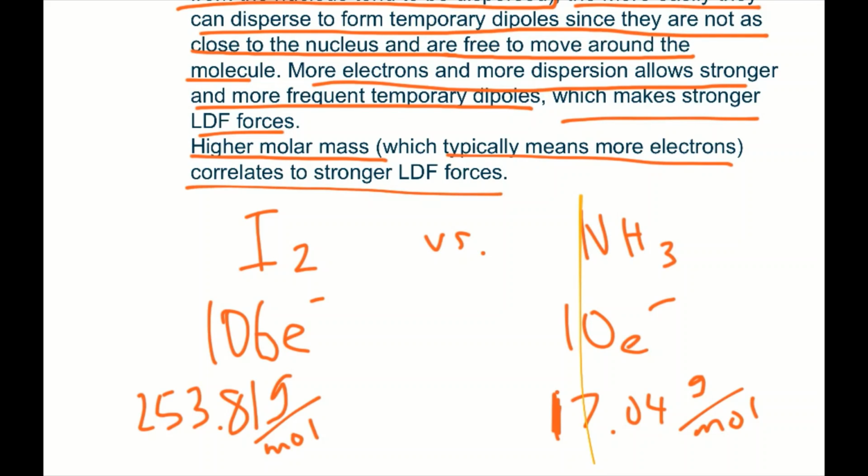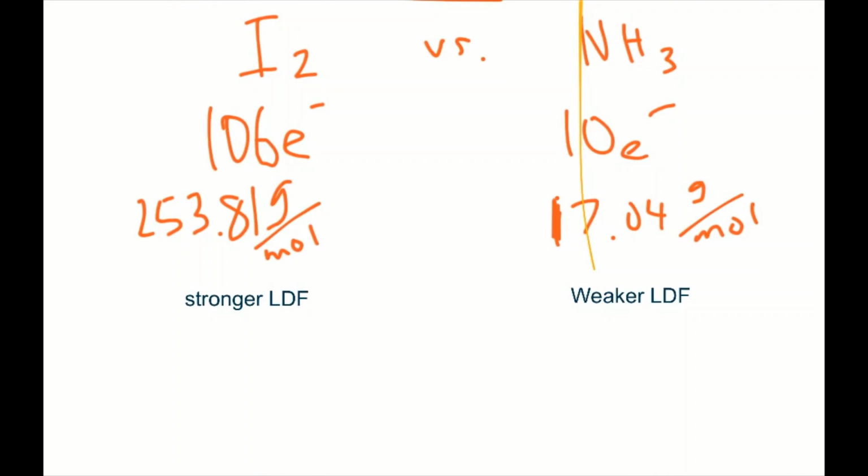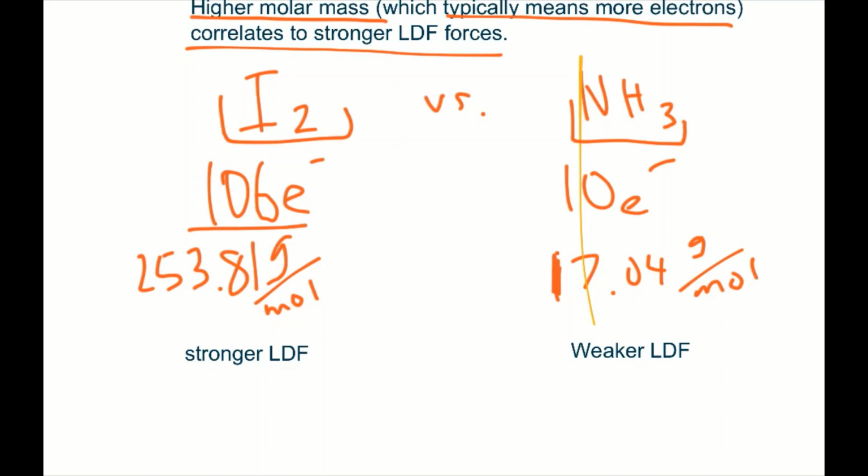to stronger LDF forces. So let's take an example and compare iodine solid and NH3 gas. Now we have to compare the number of electrons. So I2 has 106 electrons, NH3 has 10 electrons, and the molar mass of I2 is 253.81 grams per mole. The molar mass of NH3 is 17.04 grams per mole.